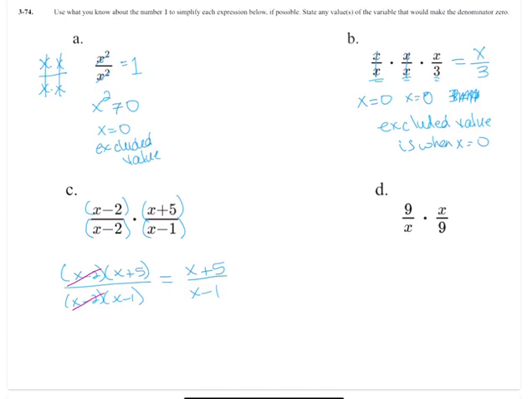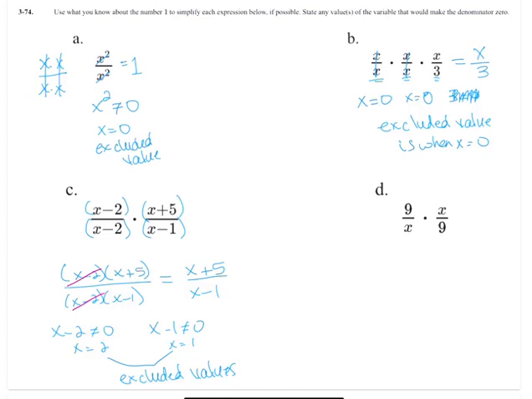So I'm looking at all of my denominators. My first denominator was x minus 2. I know that cannot equal 0. And my second denominator, x minus 1, I know that cannot equal 0. So this is going to give me x equals 2, and this is going to give me x equals 1, right? These are my excluded values, because those are the values that make my denominator 0.